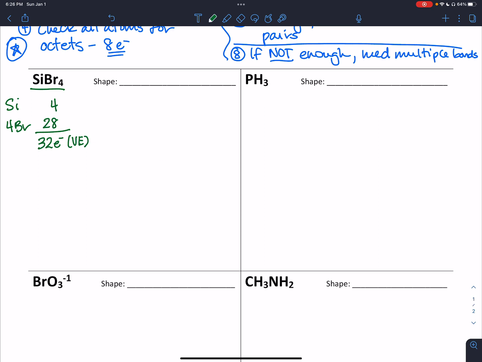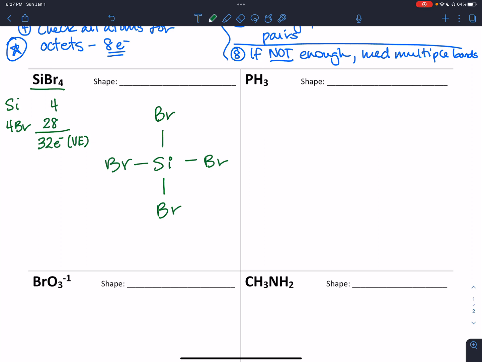All right, so I start with my skeleton structure. Silicon is listed first in the formula, so I put Si first, and then I just put the bromines around. I tend to do this symmetrically. We're going to see in a later video that the shape is actually a little bit different than what I'm showing here, but for now, this is fine. If you wanted to do it in the shape of an X instead, also perfectly fine.